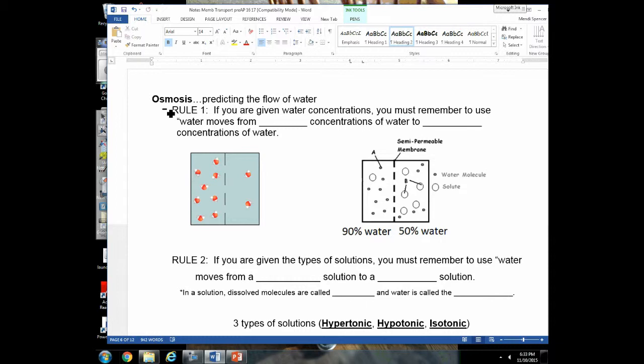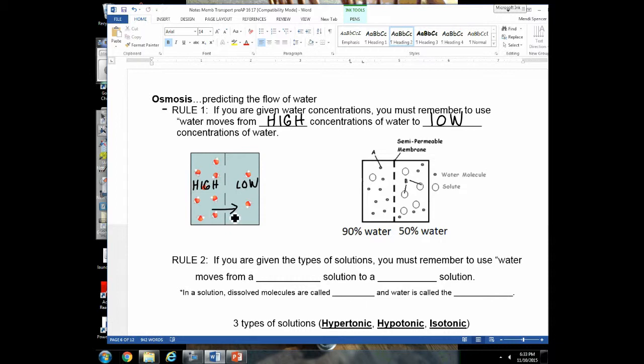And you already learned the first rule is that water always moves from an area of high concentration of water to an area where water is in low concentration. And you've seen this diagram before. There's a high concentration of water here. There's a low concentration of water here. So there's going to be a net movement of water in this direction.